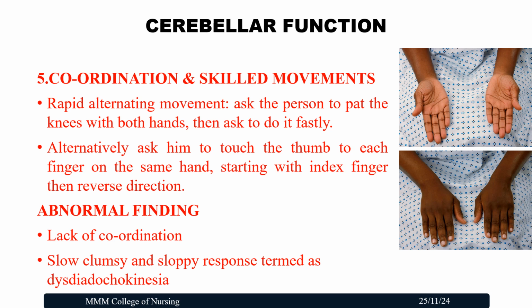Cerebellar test, the fifth one, is coordination and skilled movement. Here, rapid alternating movements: ask the person to pat the knees with both hands, then ask to do it faster. Alternatively, ask him to touch the thumb to each finger of the same hand, starting with the index finger, then reverse directions. What abnormal findings can be seen in this coordination test? Lack of coordination can be seen, and a slow, clumsy and sloppy response termed as dysdiadochokinesia.